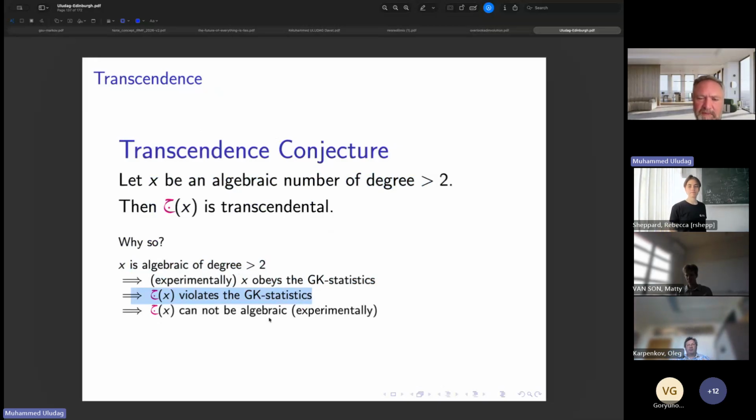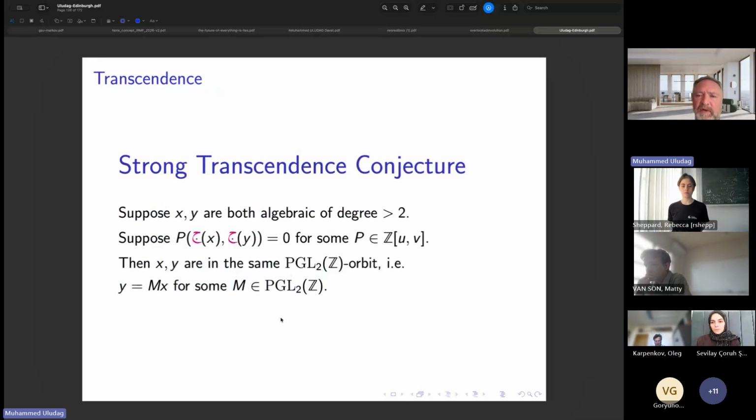have just seen also. And because of the same experimental belief, Jimm of x cannot be algebraic, because people did many, many experiments, and it turns out that continued fractions of algebraic numbers, except quadratic irrationals, obey the Gauss-Kuzmin statistics. And we have a stronger version of this transcendence conjecture.